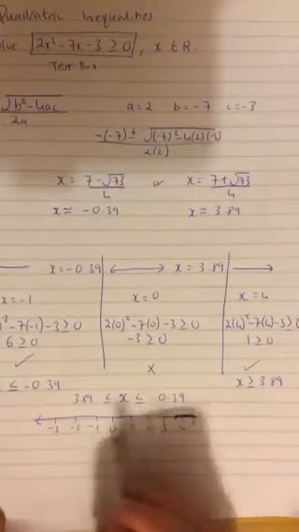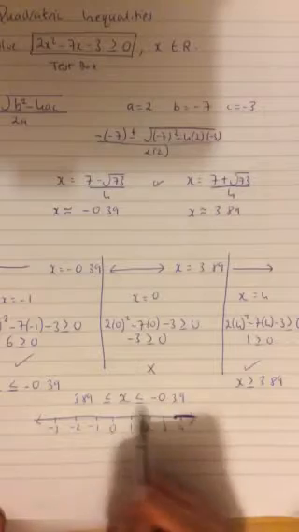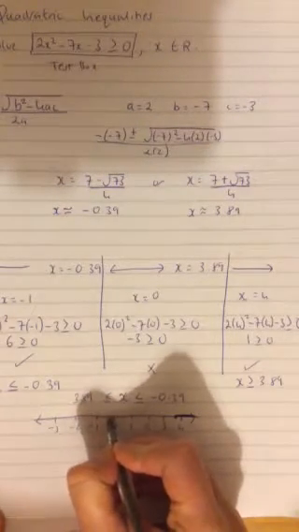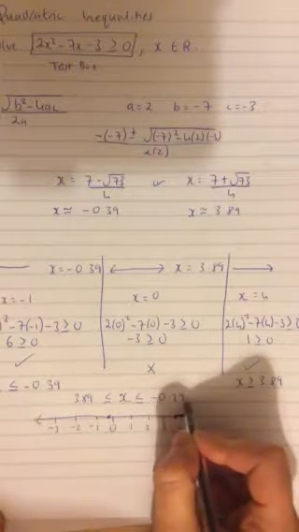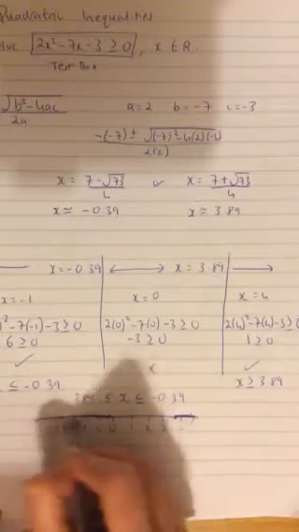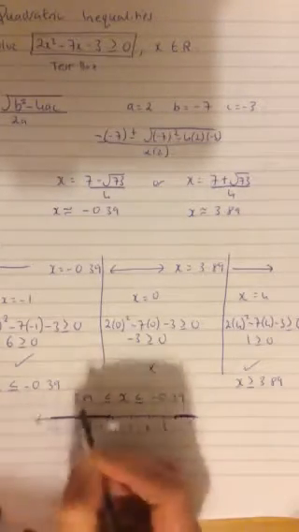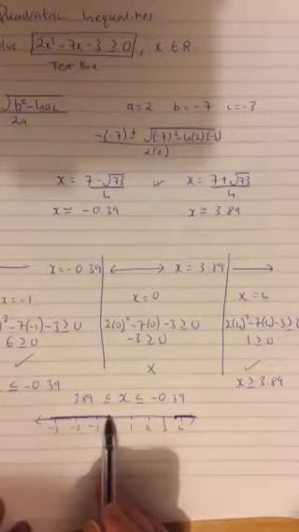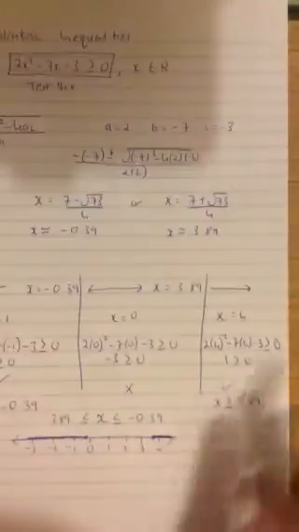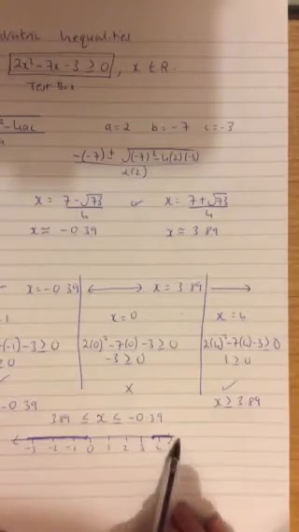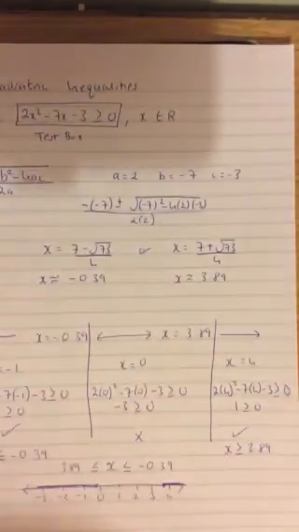Then on the other side, it's all values less than minus 0.39. So minus 0.39 is about here, and again it's a closed circle because minus 0.39 is included, and then it's going to be all values going in this direction, and again for infinity. So every single value less than or equal to minus 0.39 will work for this particular quadratic trinomial, and all values greater than or equal to 3.89 will work for this particular quadratic trinomial.